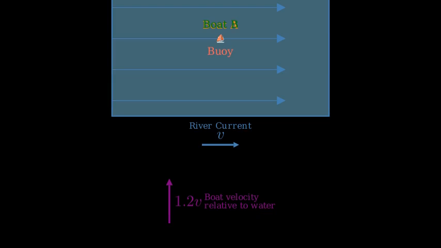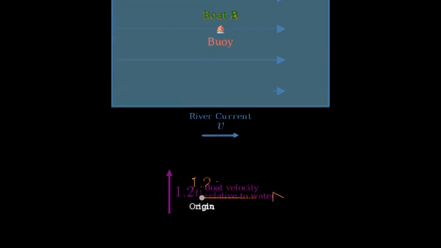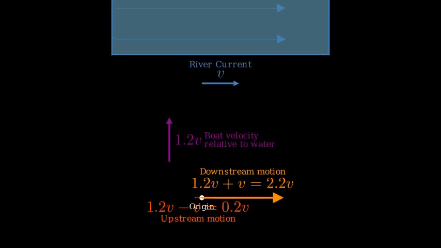Boat A travels along the river. When it moves downstream, its velocity relative to the shore is boosted by the current, giving 1.2 v plus v, which equals 2.2 v. When returning upstream, the current works against it, so its velocity relative to shore is 1.2 v minus v, which equals 0.2 v.